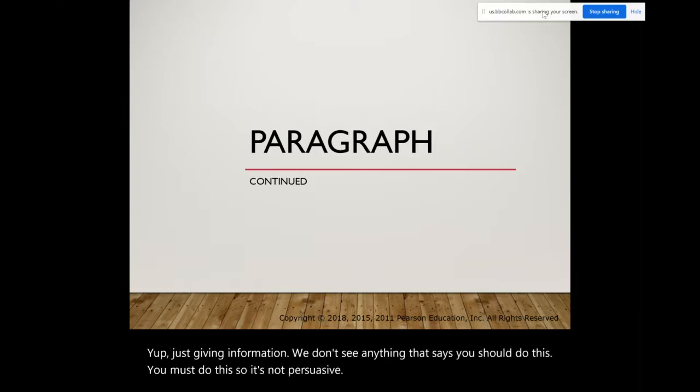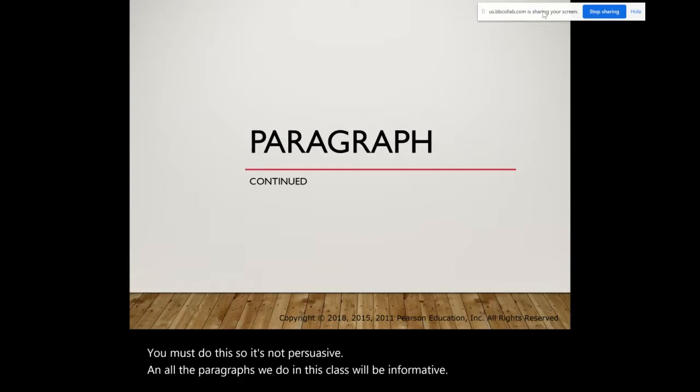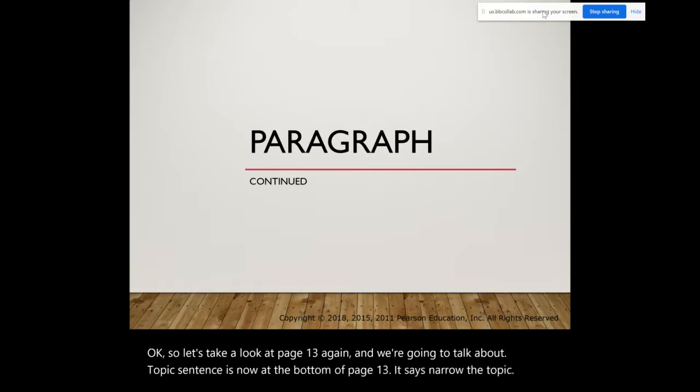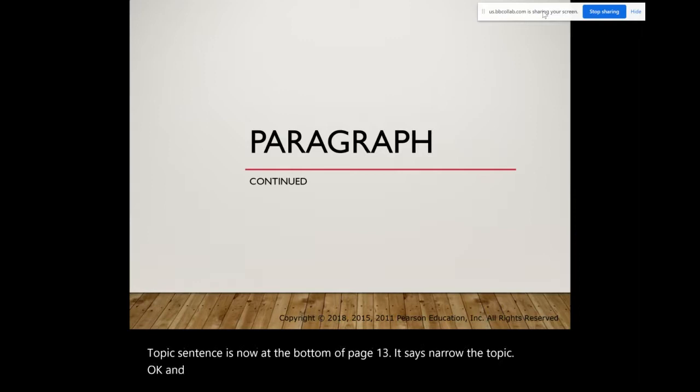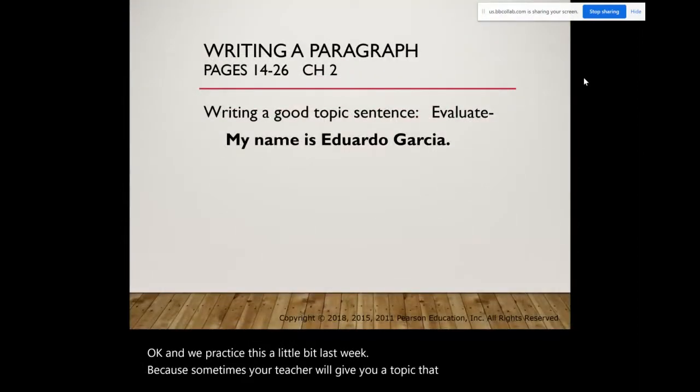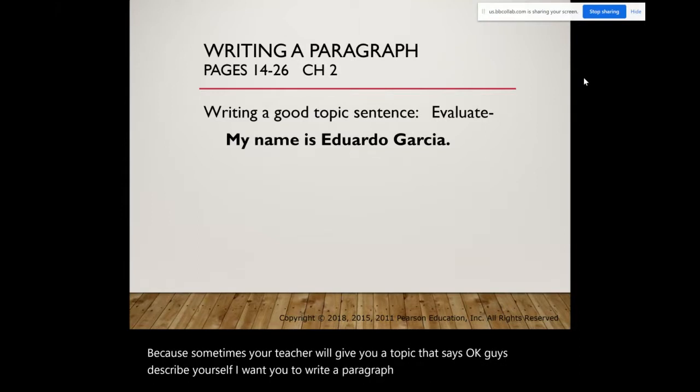All the paragraphs we do in this class will be informative. Okay, so let's take a look at page 13 again, and we're going to talk about topic sentences. Now, at the bottom of page 13, it says narrow the topic. We practiced this a little bit last week because sometimes your teacher will give you a topic that says, okay, guys, describe yourself. I want you to write a paragraph about yourself.